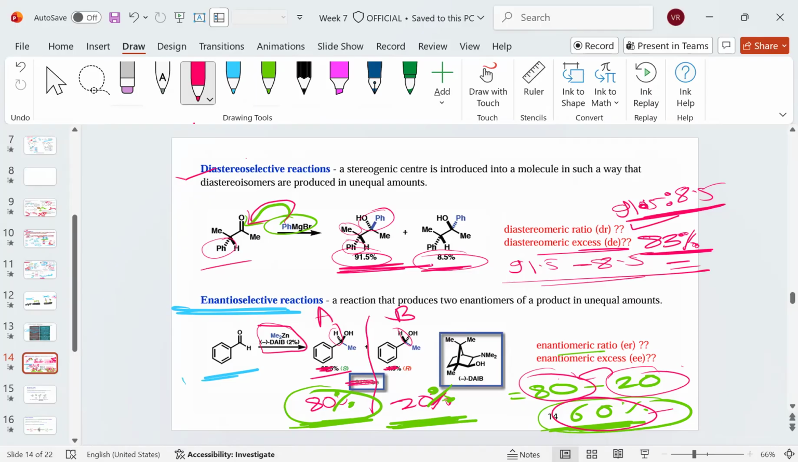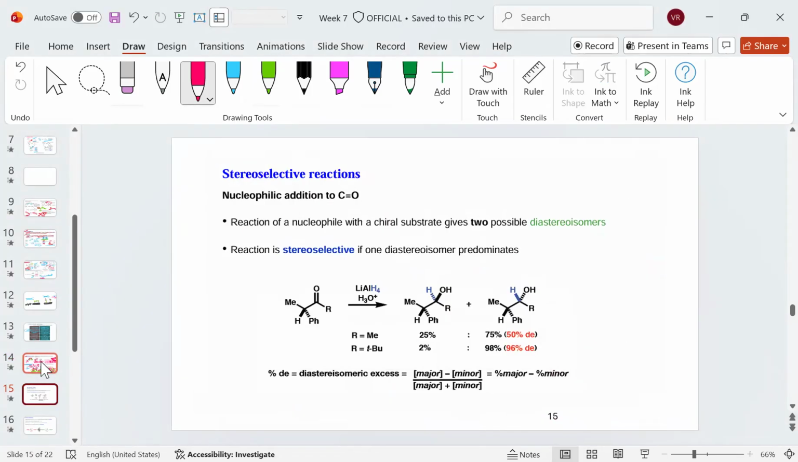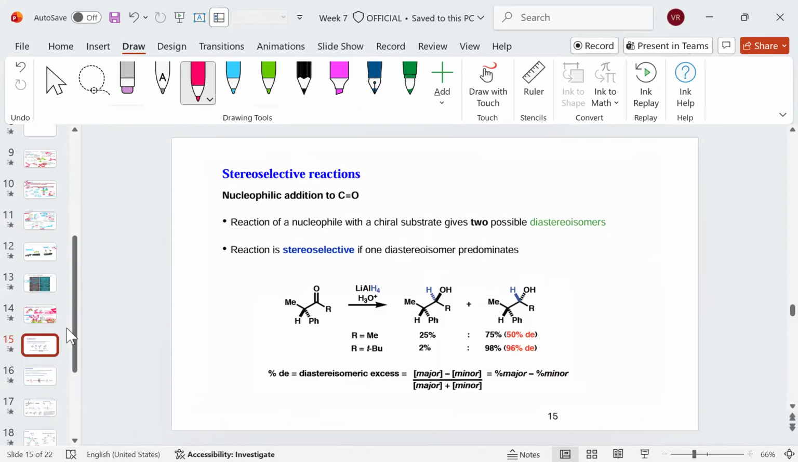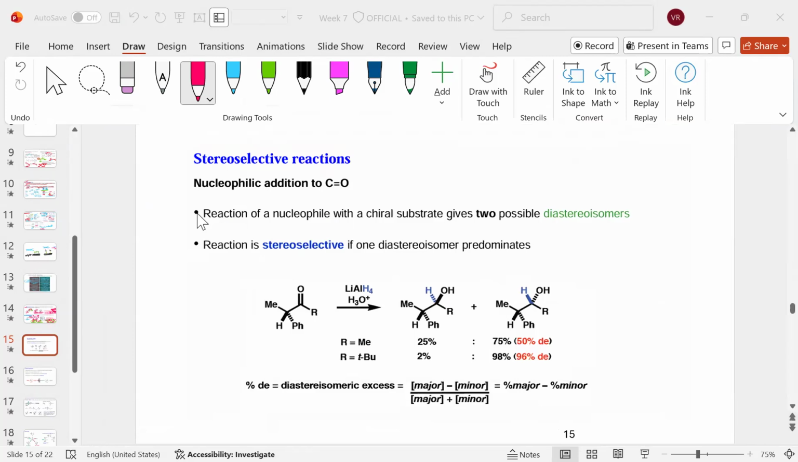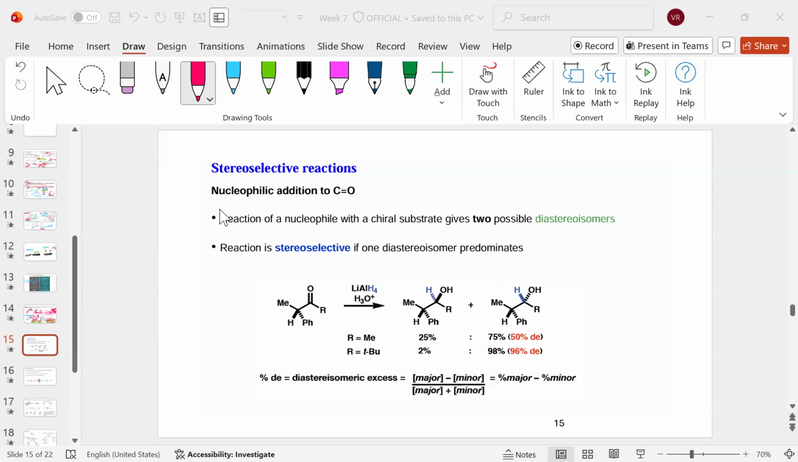Any doubt in this diastereomeric ratio and diastereomeric excess, also on the enantiomeric ratio and the enantiomeric excess? We're going to see some more actual reactions now, which are in our day-to-day life, which will be very helpful.